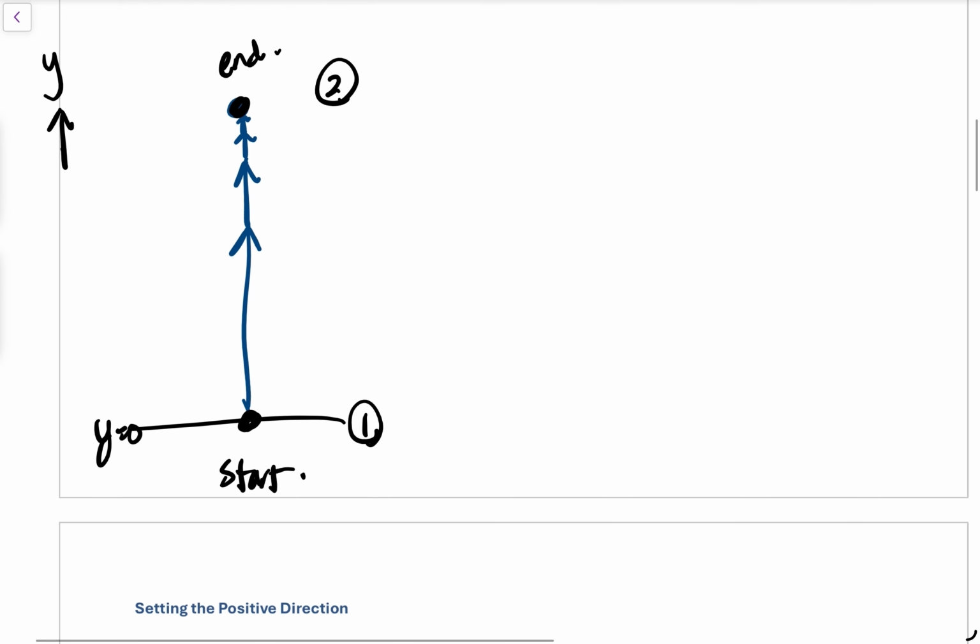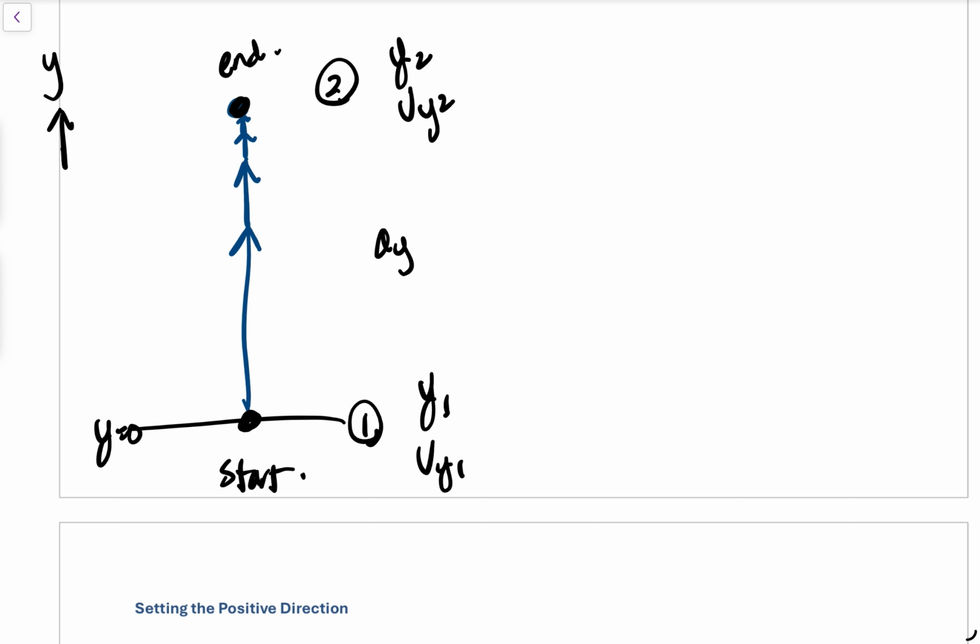So since it's constant acceleration, we know that we have our 6 variables, and I can put my 6 variables here. Vy2, we're going to have some acceleration across our interval and some time. So we still have our 6 variables, just instead of x's, now these are y's. We still have the starting and ending position, starting and ending velocity, acceleration, and time across those.